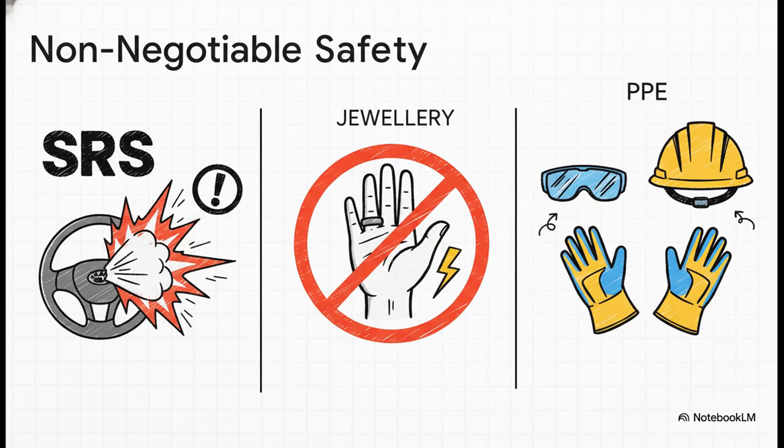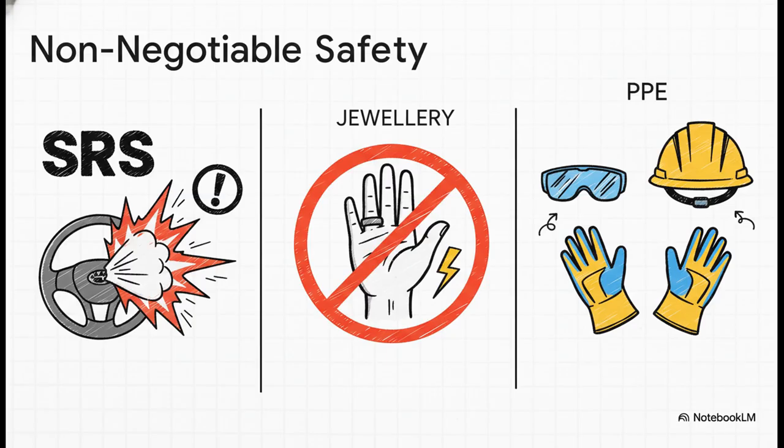So let's be crystal clear about the biggest dangers. Number 1, the airbag system, or SRS. These things deploy with literal explosive force. It's lethal. You absolutely must know the correct disarming procedure for that specific vehicle before your hands go anywhere near those components. Second, jewelry. That metal watch or wedding ring on your finger becomes the perfect conductor. It's like a heating element waiting to happen if it bridges a circuit. We're talking severe burns or electrocution. It all comes off. And of course, the basics.